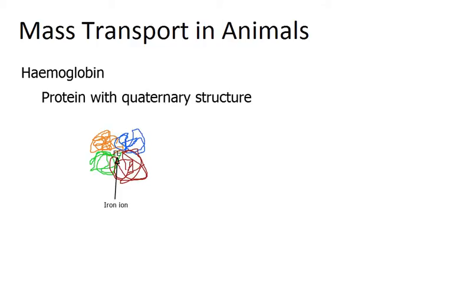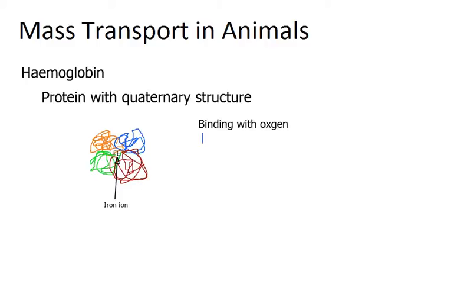Okay, so haemoglobin is a protein and it has a quaternary structure. So for some recap, a quaternary structure means that there's more than one polypeptide chain. So in haemoglobin there are 4 different polypeptide chains with an iron in the center. So each of these polypeptide chains can carry 1 oxygen molecule, and so the whole haemoglobin molecule is able to carry 4 molecules of oxygen.